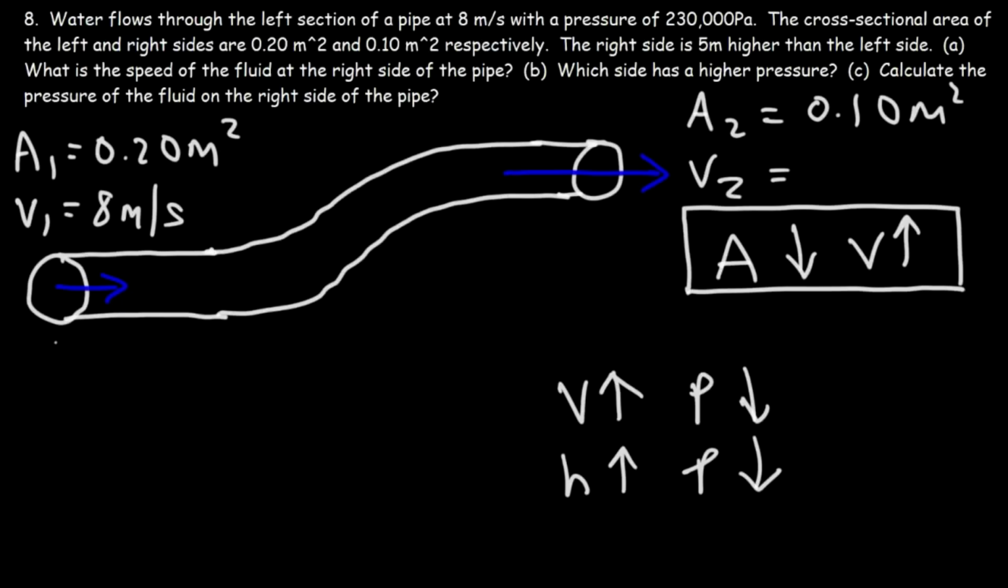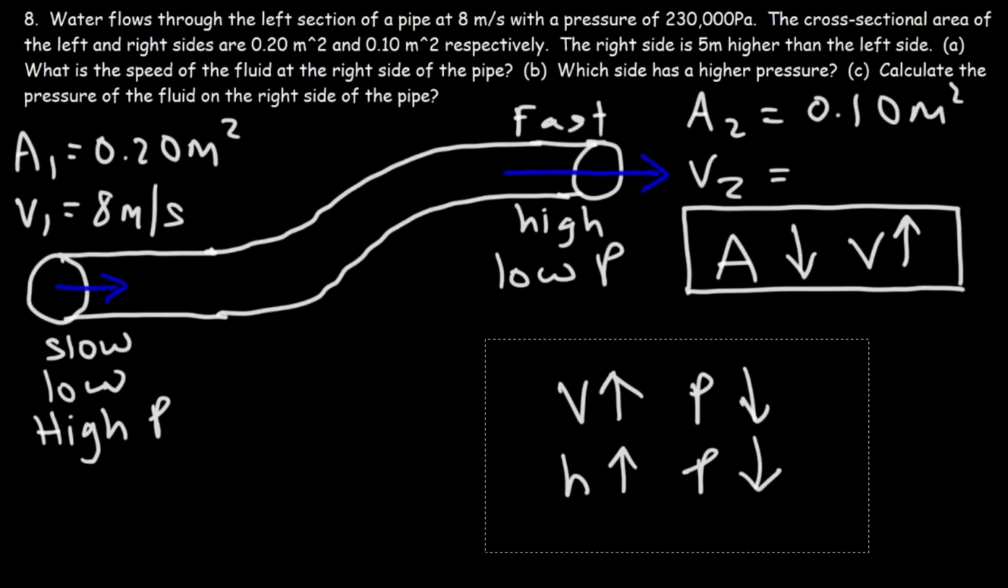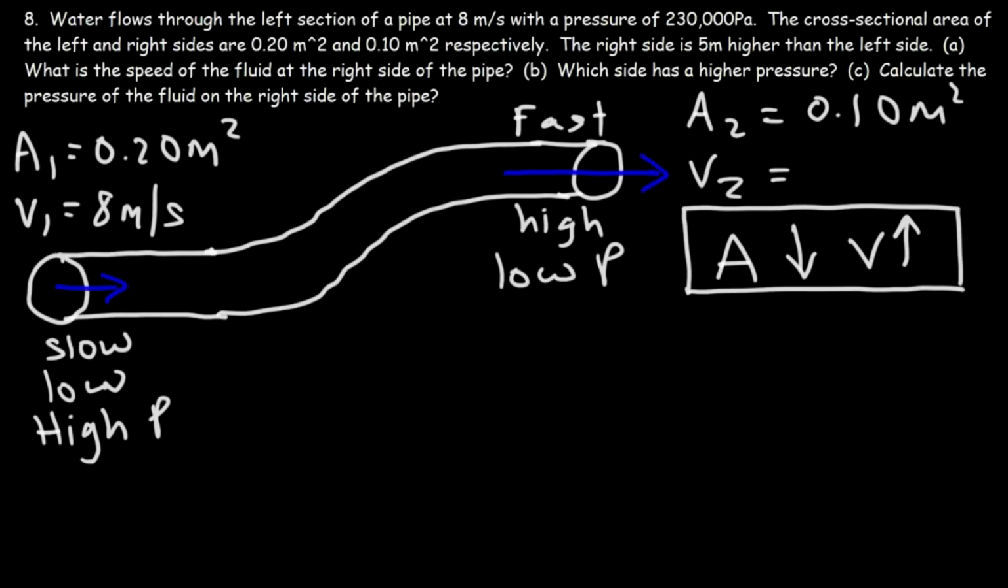So, on the left side, the fluid is moving at a slower pace. And on the right side, it's moving at a faster pace. Now, the height on the left side is at a low position, and the height on the right side is at a high position. So we expect that the pressure on the left side should be higher than the pressure on the right side. Now let's prove this with Bernoulli's equation.